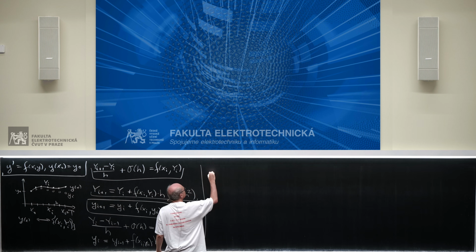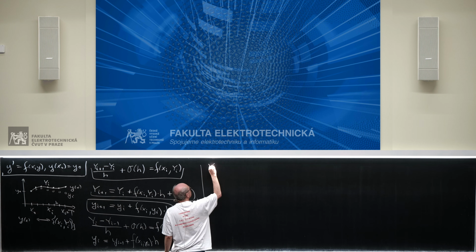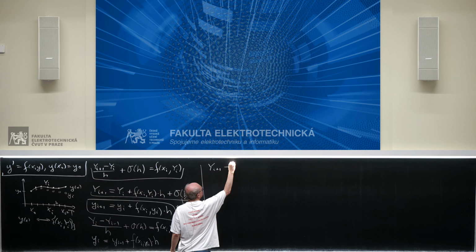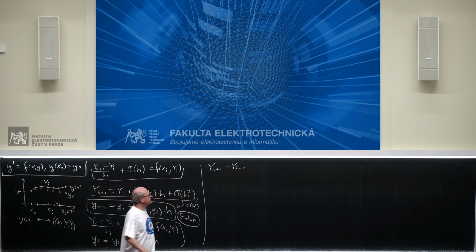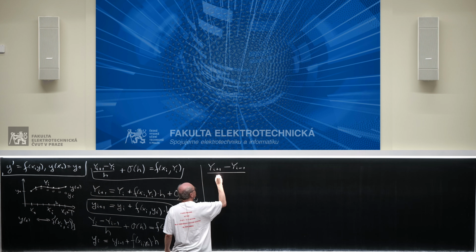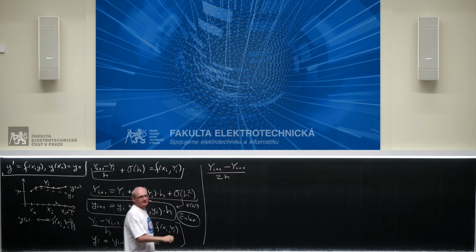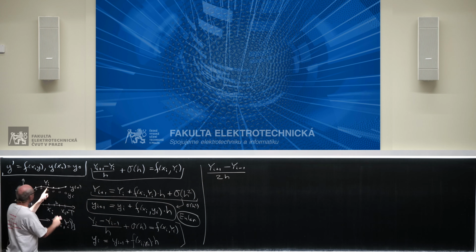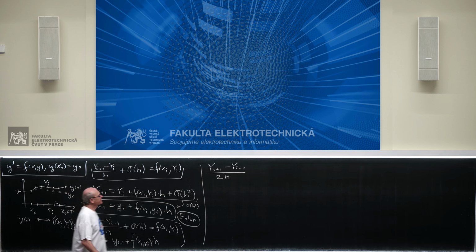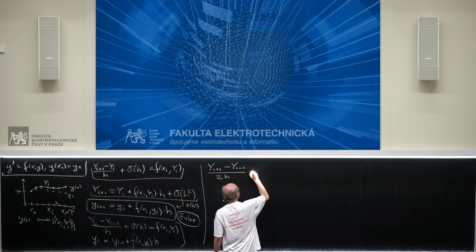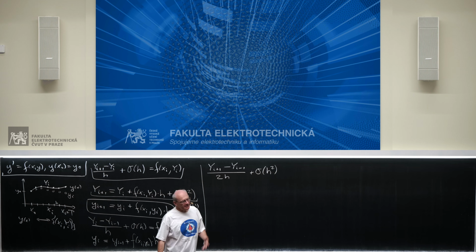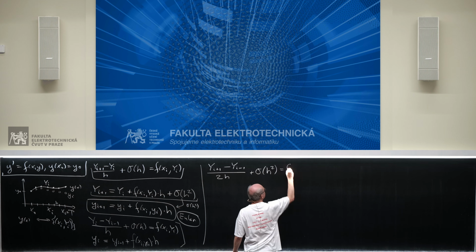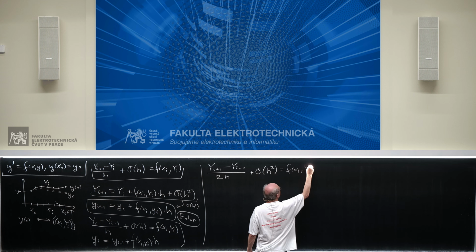How about the central difference or the symmetric difference? I have to look into the future. I subtract not the current but the previous information. I divide by the horizontal displacement. I am now comparing data in the future and the past, so the displacement is 2h. And we know that this approximation of derivative has local error O(h squared). And on the right, we get f(x_i, y_i).